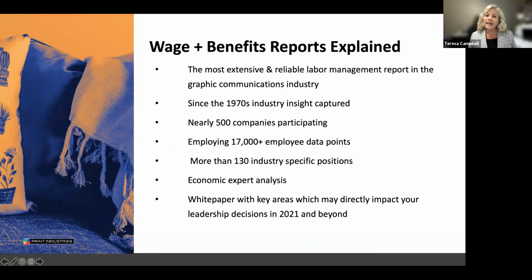First off, in talking about what it is and how it's used, it is by far the most extensive and reliable labor management report in the graphic communications industry nationwide. Thanks to Joe Polanco, who has been a part of doing this really since the 70s, this information has been captured. So there's a lot of long, historic, rich data with nearly 500 companies participating nationwide and more than 17,000 employee data points. It is great data that we should be using to manage our companies. More than 130 industry-specific positions and a white paper this year with key areas to help you and your leadership make decisions for 2021 and beyond.